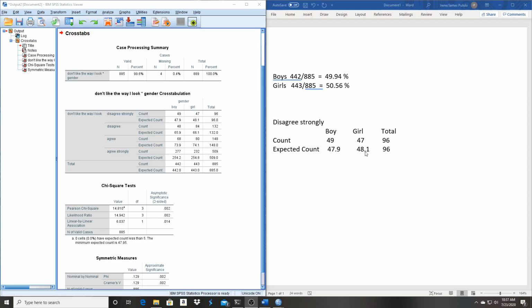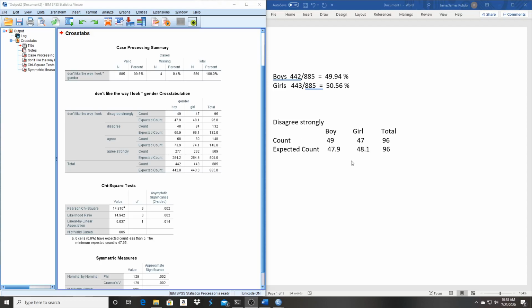You would expect the girls, because the total number is 96 and the girls represent 50.56% of the whole, to come up with a number of 48.1. Then you actually do your survey, you collect the data, and you put the actual data here. The count represents the actual number of respondents. Here's 49 and 47. So there is a difference between what you would expect boys to answer and how they did answer, and how you would expect girls to answer and how they did answer.